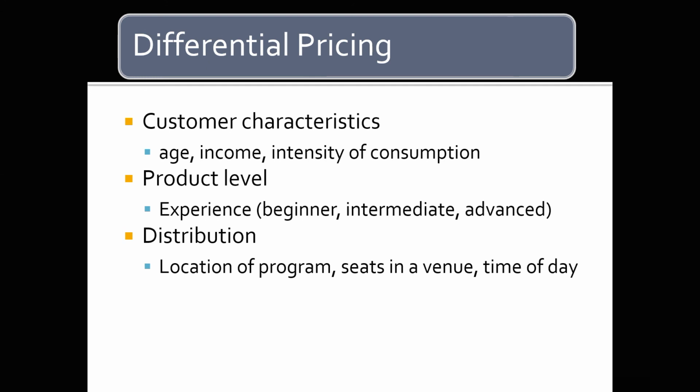Then we can also have product level. So this is about the experience. If it's beginner, intermediate, or advanced. So generally, beginner classes have lower prices than advanced classes. And that has psychological, but it also might be due to other things like the specialization of the instructor or other costs. Then there's distribution. So that could be the location of the program, the seats in the venue, or the time of day. So you might charge less expensive rates or price to participate during times that are not as busy.